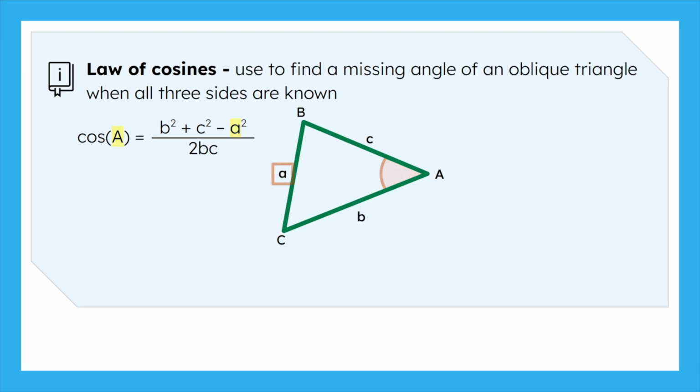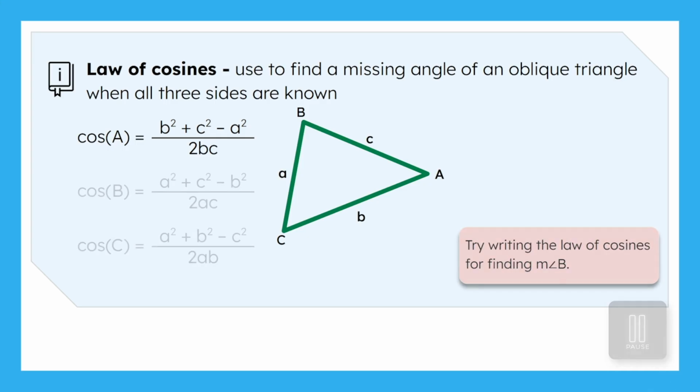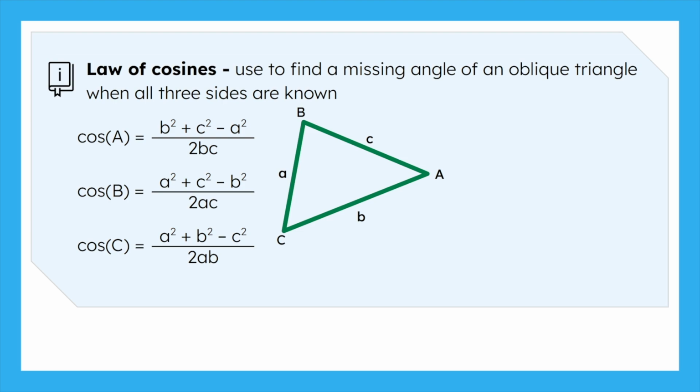And finally, the formula can be rewritten depending on which angle we're looking for. Before I show you, based on the pattern we just talked about, how do you think the formula would look if we wanted to find angle B instead? Take a second and write it down. Here are all three versions. Check your work and copy these into your guided notes.